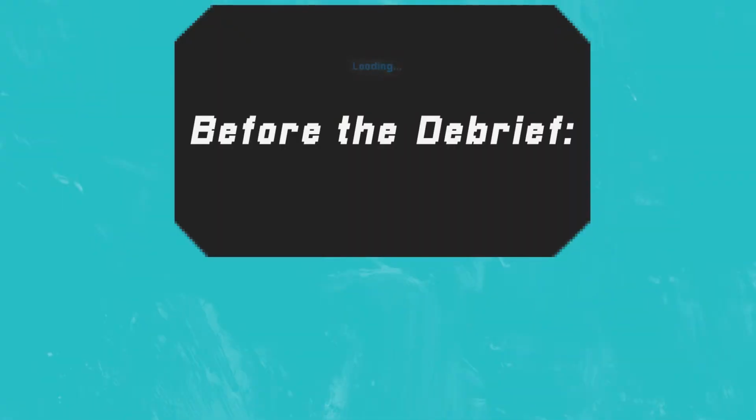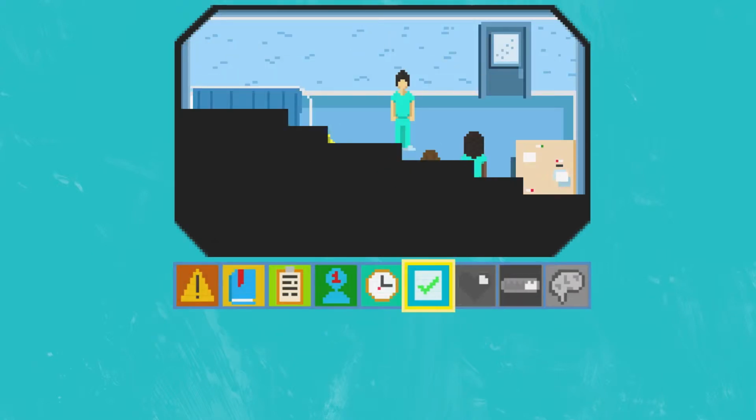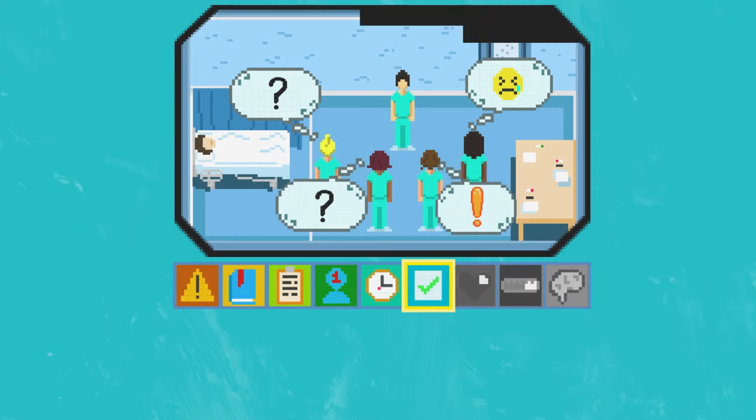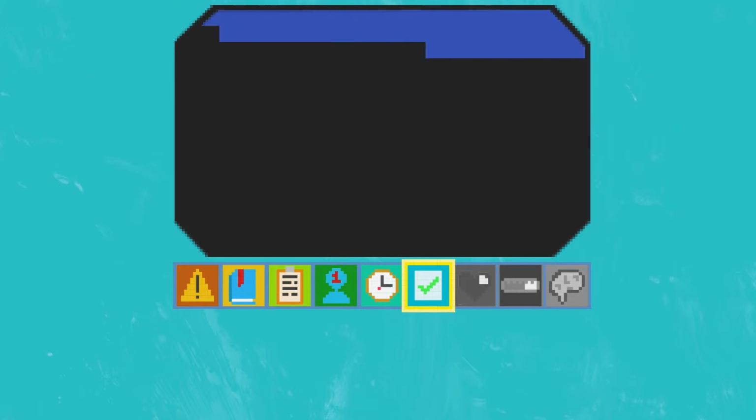Before beginning the debrief, it is important to clarify a structure and set out what you will be discussing. Facilitators at times are exposed to challenging questions, uncontrolled emotions, and divergent viewpoints. There are 3 main phases to the debriefing process.